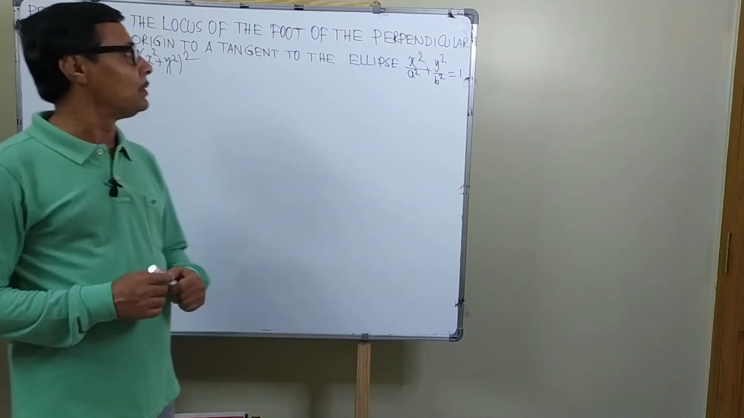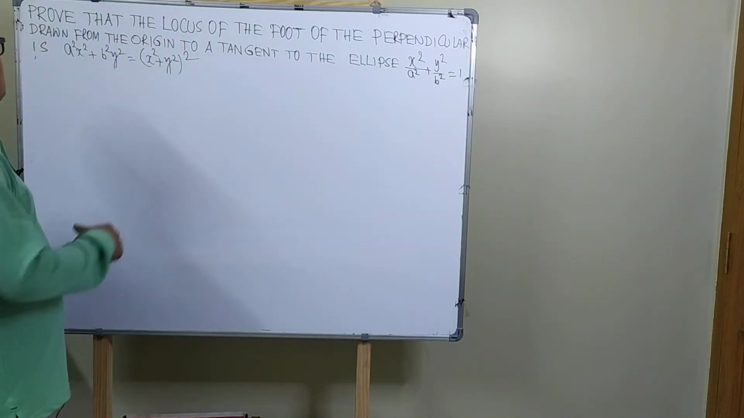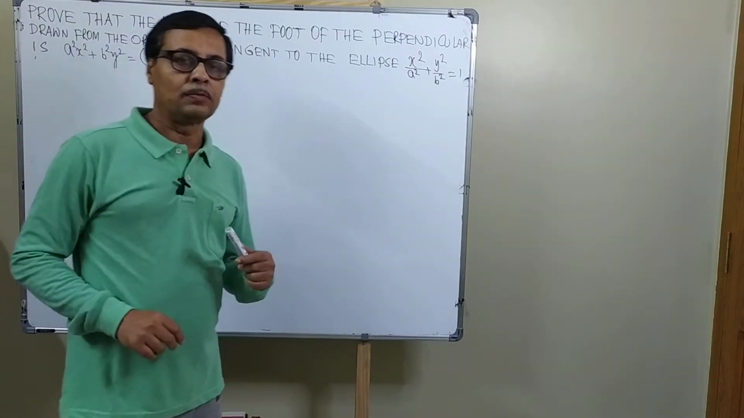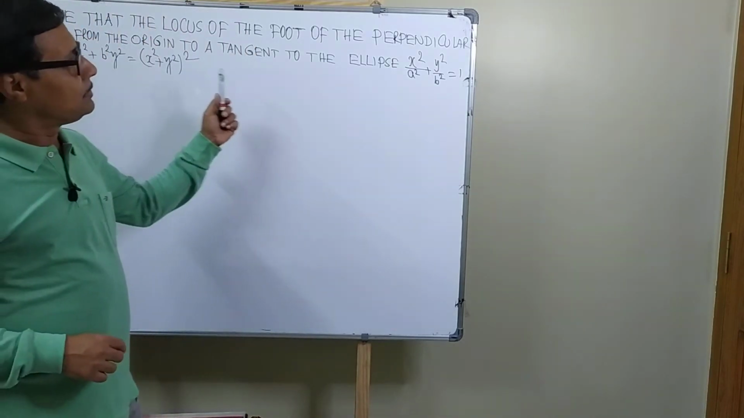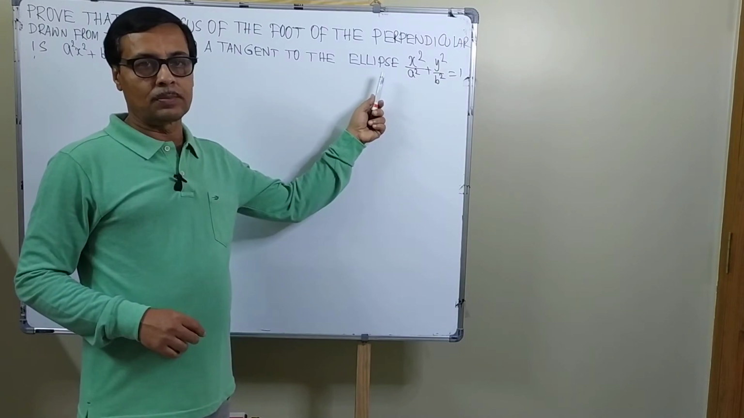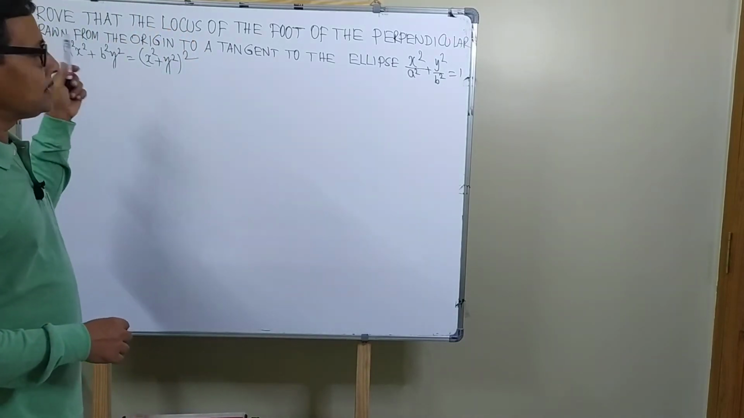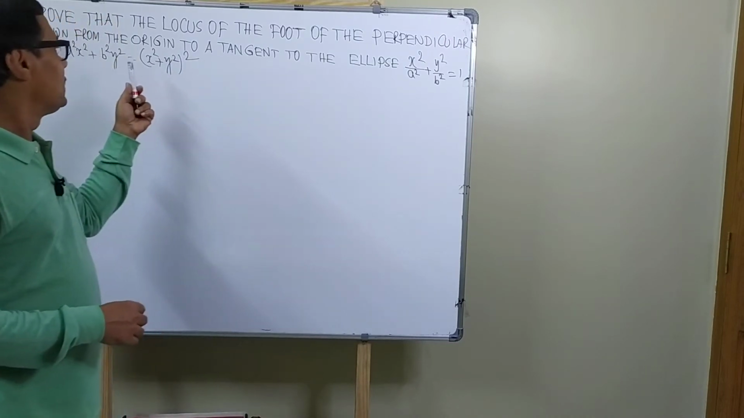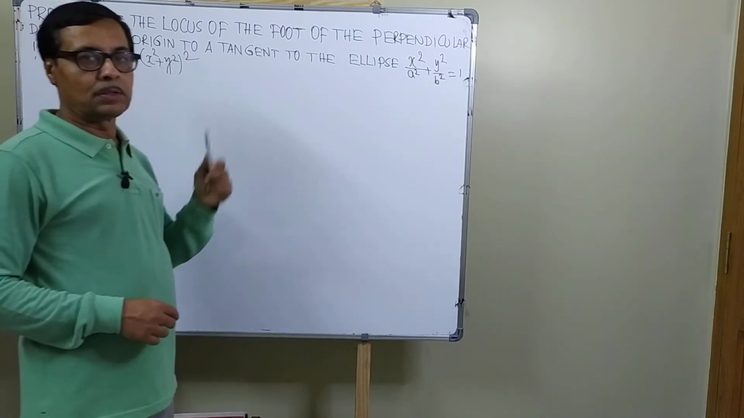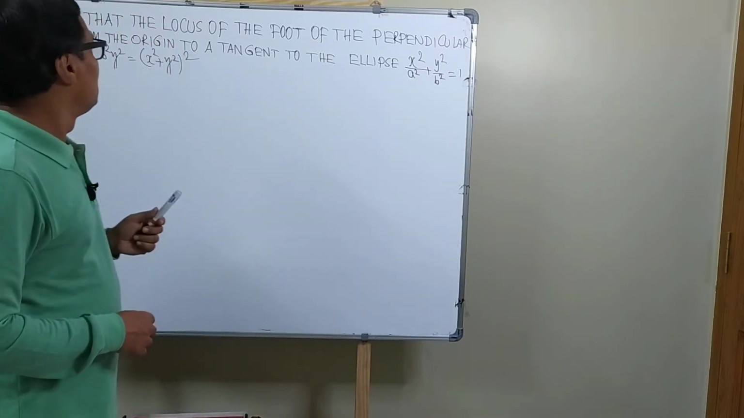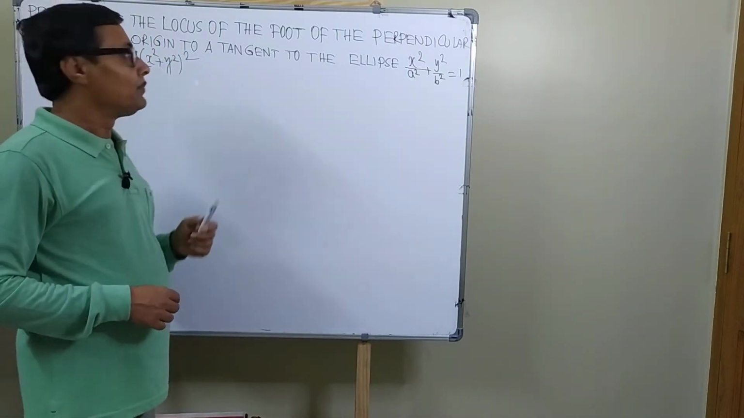Look at this geometric problem which is taken from tangent normal. Prove that the locus of the foot of the perpendicular drawn from origin to a tangent to the ellipse x square over a square plus y square over b square equal to 1 is x square plus y square whole square equal to a square x square plus b square y square. This is the locus of the point of the foot of the perpendiculars which is to be proved.